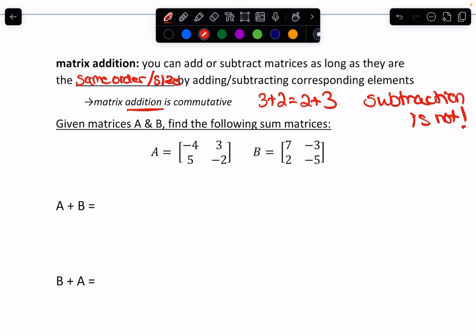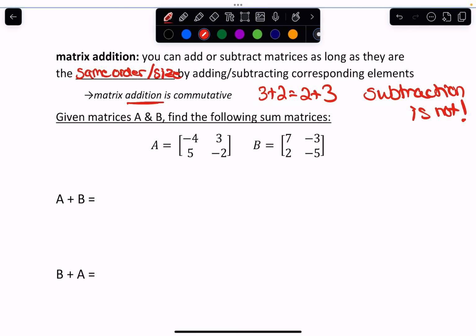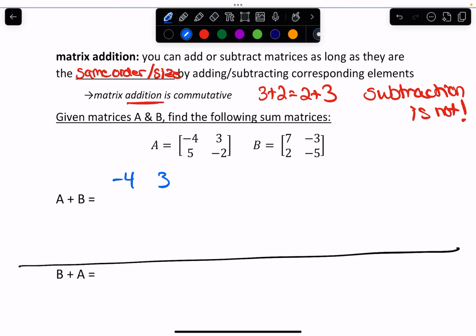Okay, we've got matrices A and B given here, and we're going to find the following sums. Our first one is A plus B. So what we're going to do is write the matrix A, and then we're going to add matrix B to it.